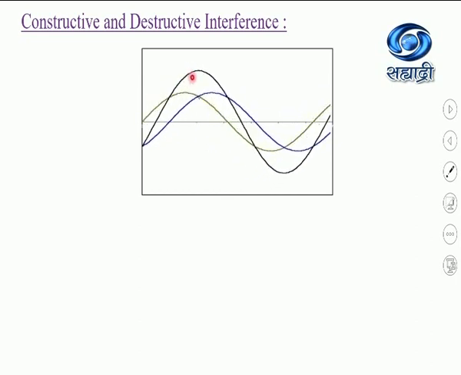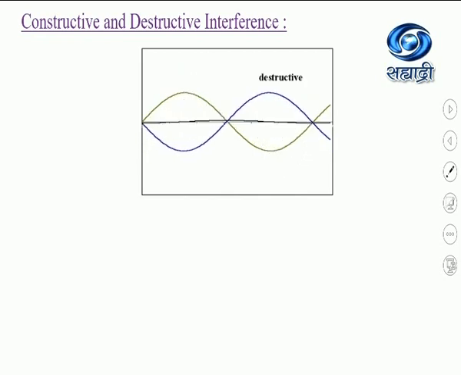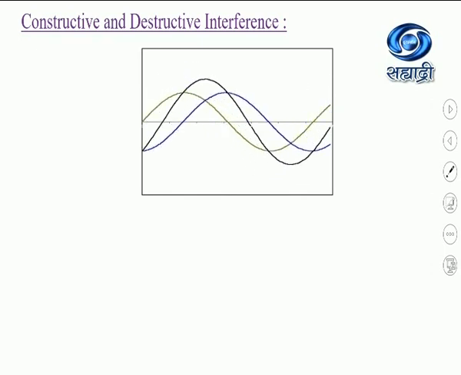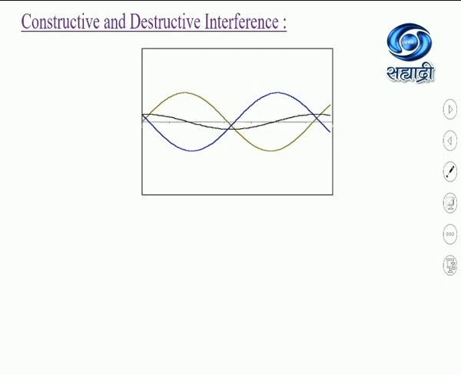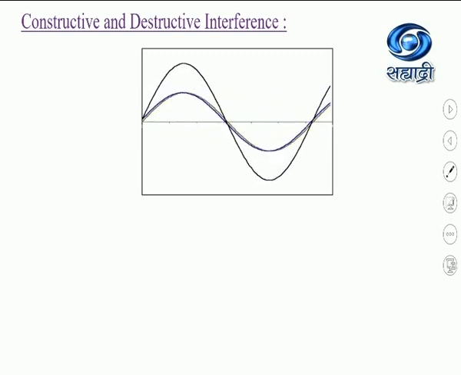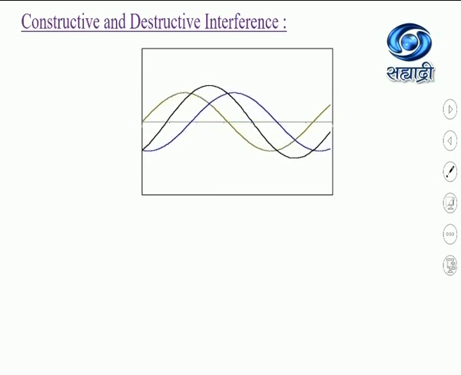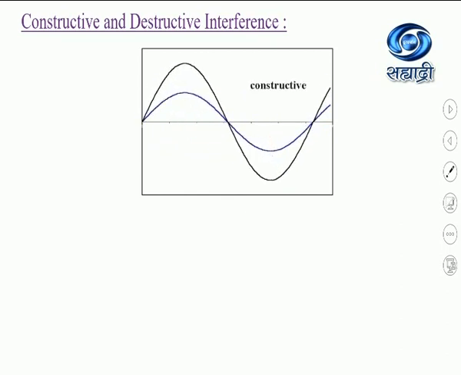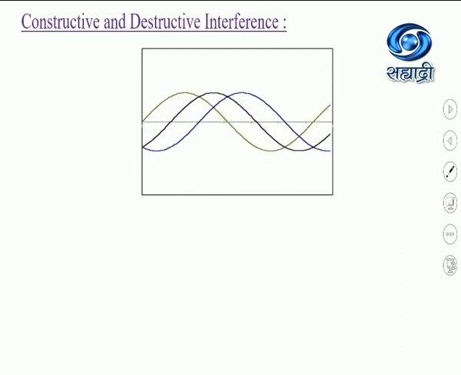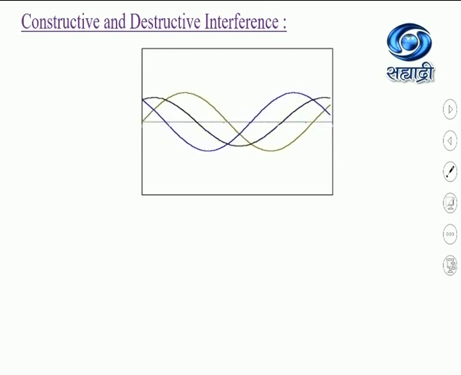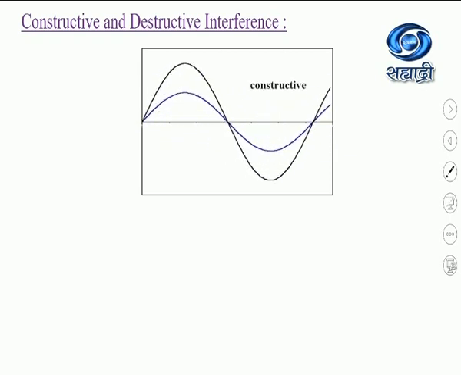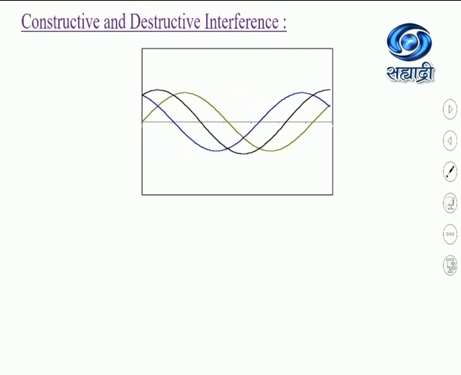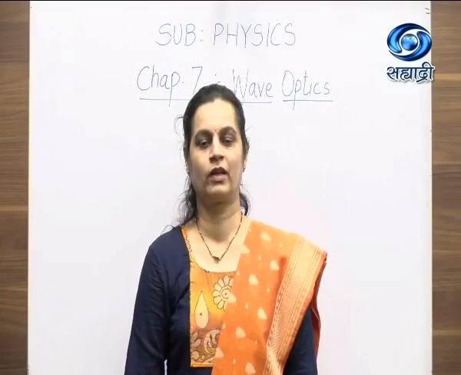When the crest of one wave overlaps with crest of other, the resultant displacement at that point is maximum, resultant amplitude is maximum, and the intensity of the wave at that point is maximum. This type of interference is called as constructive interference. When the crest of the wave overlaps with the trough of the other, then the resultant displacement at that point is minimum, resultant amplitude is minimum, and intensity at that point is also minimum. And this type of interference is called as destructive interference.